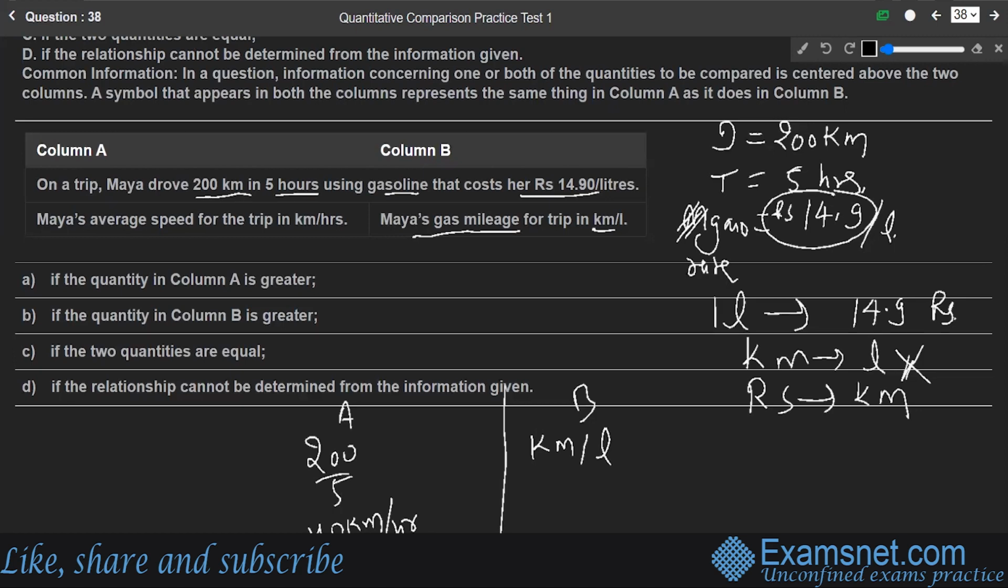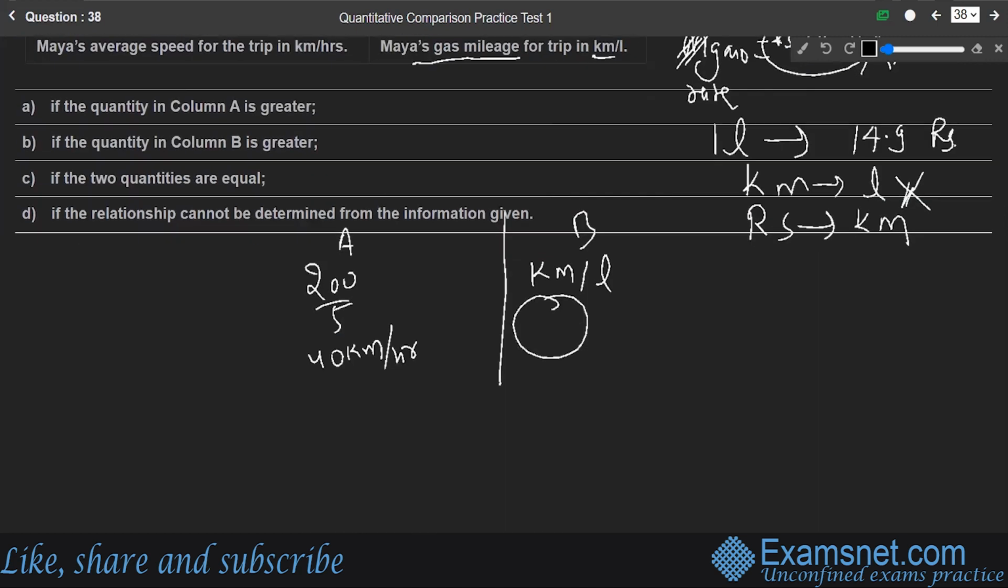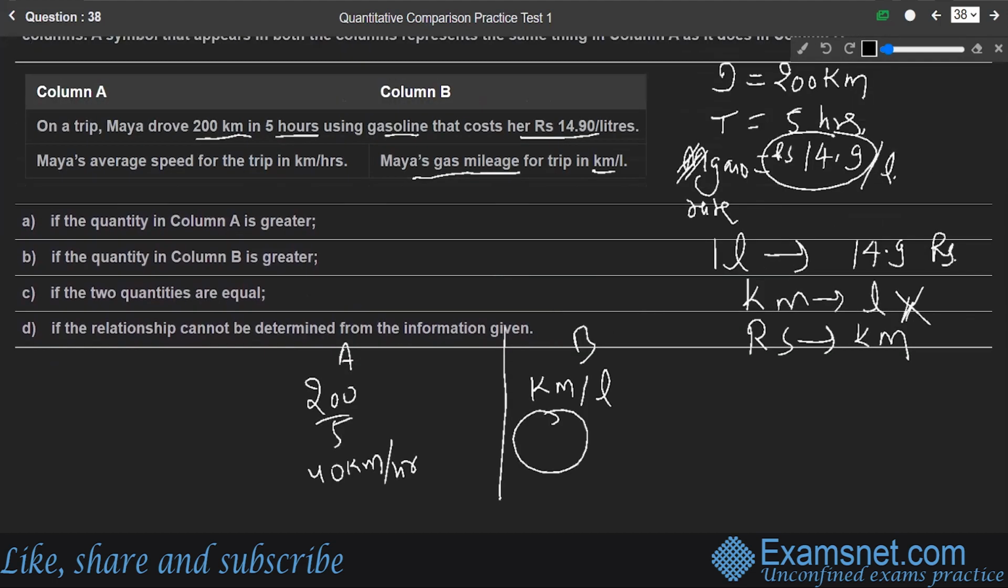So clearly we can understand that there is no connection that can be set up, and the value of B cannot be found out. So when it is not found out, the connection also cannot be set up. So that is why option D is the right answer, that the relationship cannot be determined.